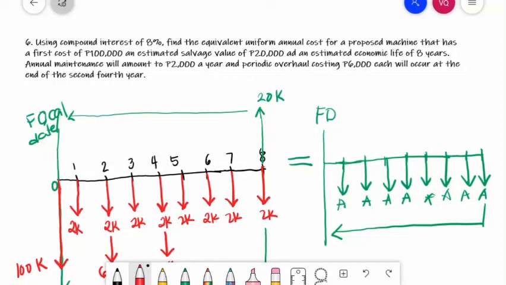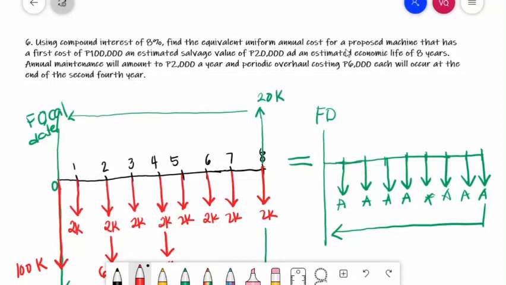Example number 6. Using compound interest of 8%, find the equivalent uniform annual cost for a proposed machine that has a first cost of 100,000, an estimated salvage value of 20,000, and an estimated economic life of 8 years. So annual maintenance will amount to 2,000 a year, and periodic overhaul costing 6,000 pesos each will occur at the end of the second and fourth year.